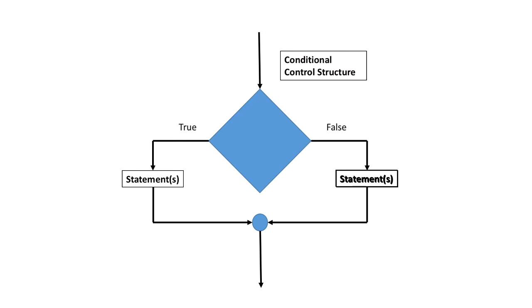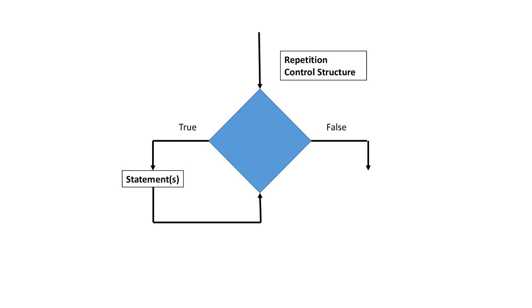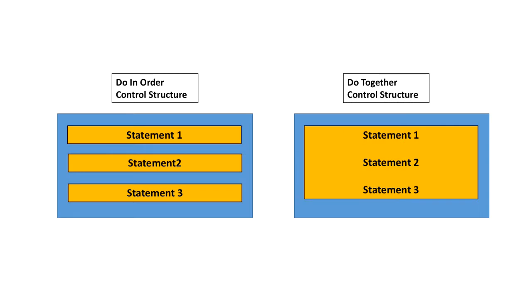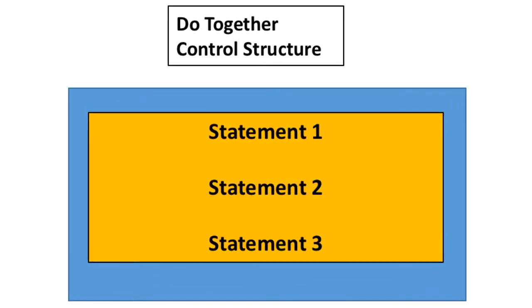Control statements allow the program to choose to execute some statements and skip others, repeat program statements, and determine whether program statements will execute in order or whether they will execute simultaneously. Do-together is a control structure which creates a code block and tells Alice to execute code statements within that block simultaneously.